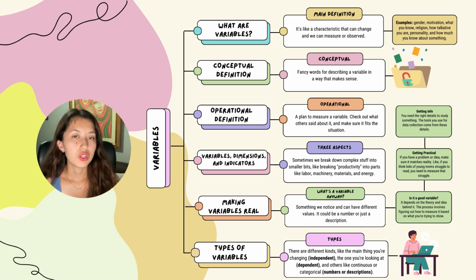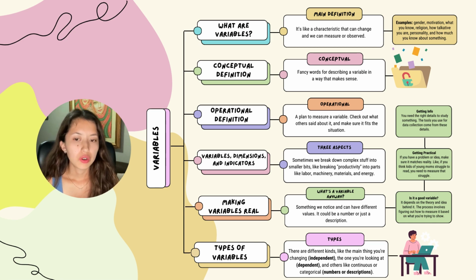For example, gender, motivation, what you know, religion, how talkative the people we're investigating are, the personality they have, and how much you know about something. Now, the conceptual definition is fancy words for describing a variable in a way that makes sense.